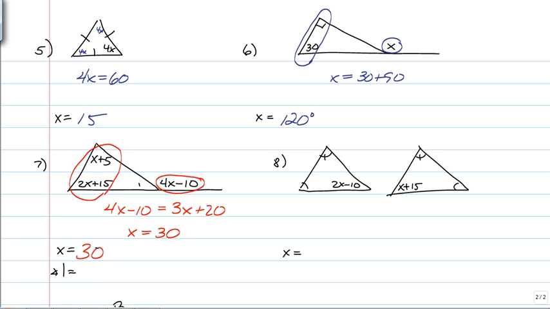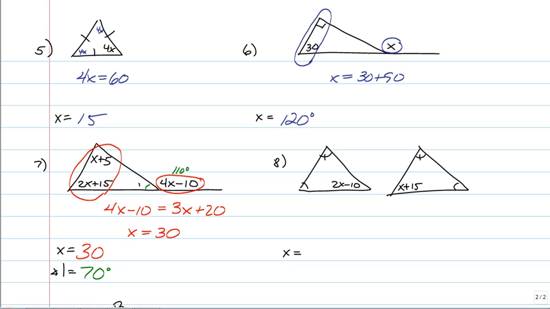So after you take your x equals 30, you have to substitute it back in. And that's going to give you, this angle right here is 4 times 30 is 120, minus 10 is 110 degrees. But we're looking for the interior angle. Since they are supplementary, you subtract 110 from 180 to find out that angle 1 is 70 degrees. And there you go for that guy.